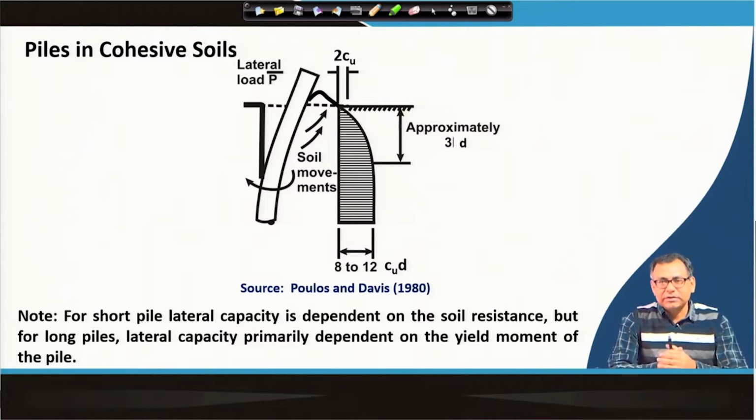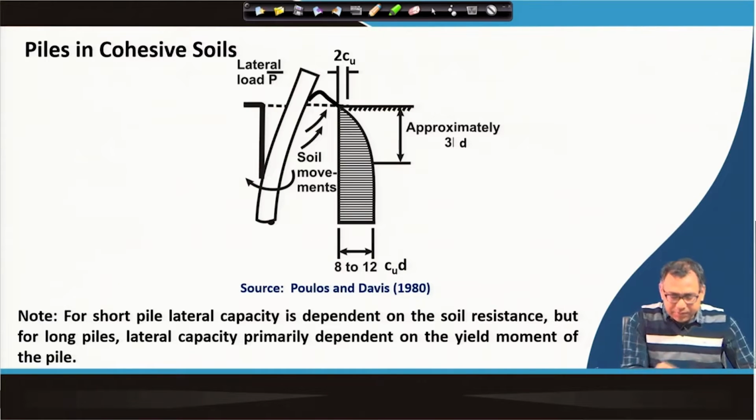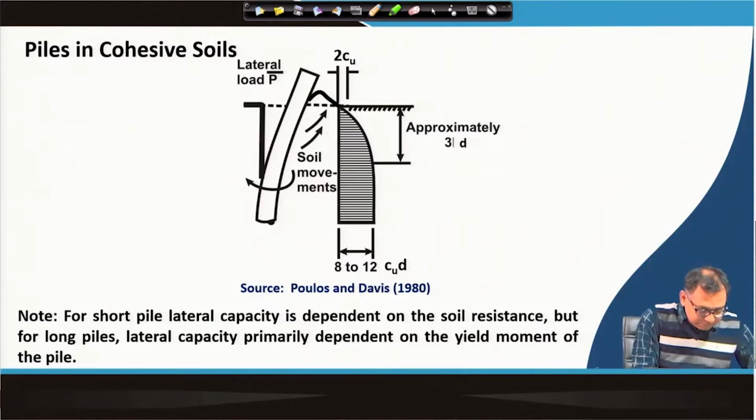And I will also discuss the lateral load capacity of the pile for two types of piles: one is the short pile, and one is the long pile. In general, if a pile is subjected to lateral load in cohesive soil, then we will get this type of distribution. So, what is this distribution?